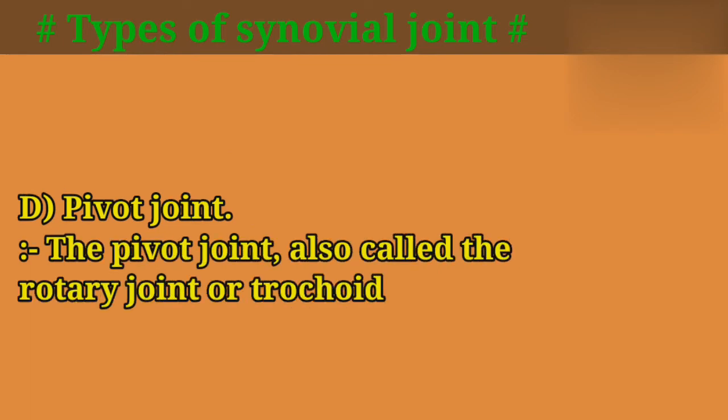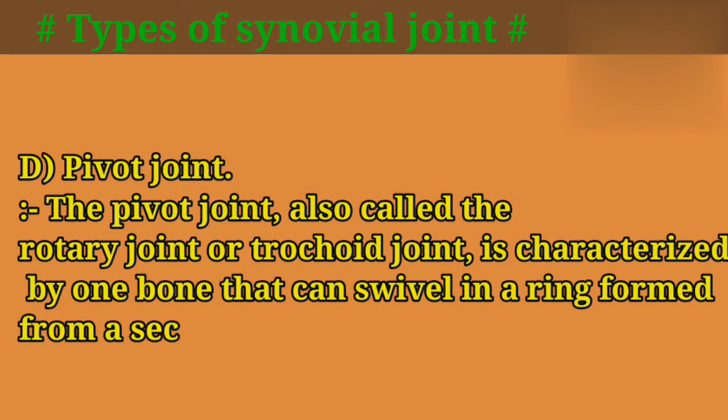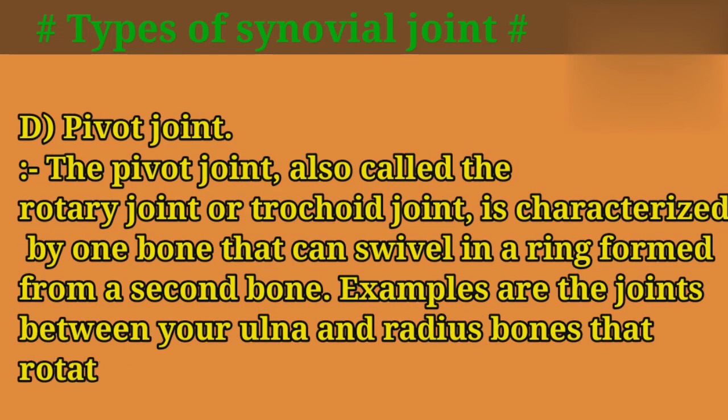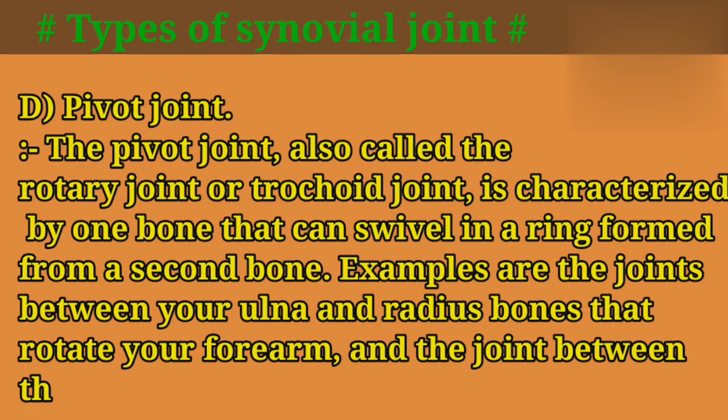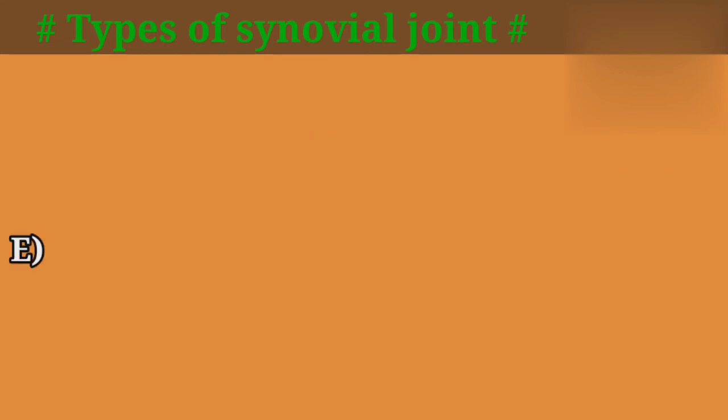And another is the pivot joint. The pivot joint, also called a rotary joint or trochoid joint, is characterized by one bone that can swing in a ring formed from a second bone. Examples are the joints between the ulna and radius bones that rotate your forearm, and the joint between the first and second vertebrae in your neck.